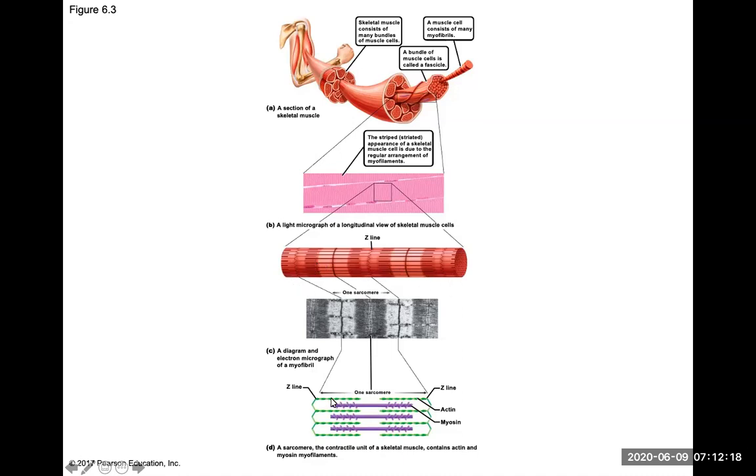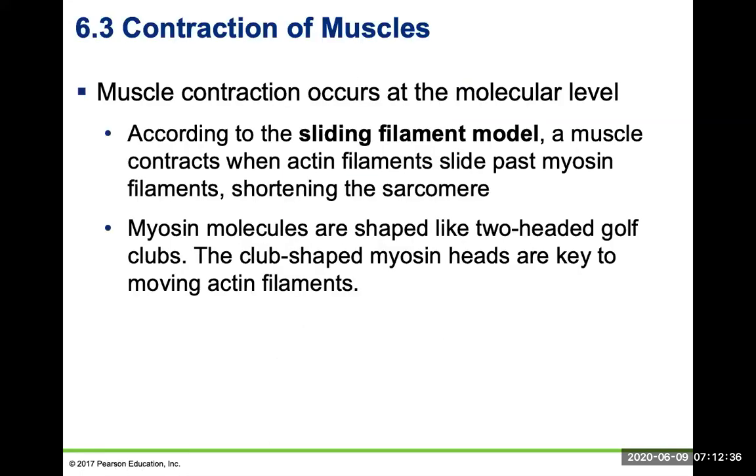And if we look down here at one sarcomere, which is one contractile unit of muscle, we see how this dark band is the Z disc. And in between the dark bands, we have the thinner actin myofilaments and the thicker myosin myofilaments. Muscle contraction occurs at a molecular, a teeny tiny level.